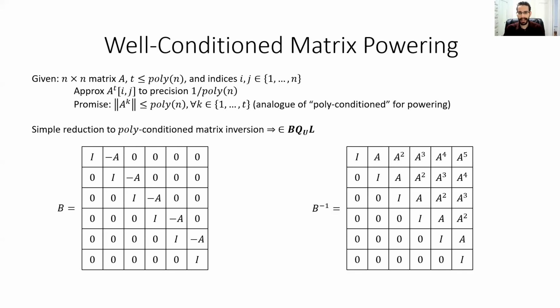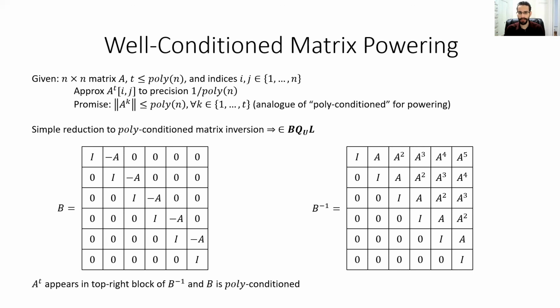It's then easy to check that B inverse has a very nice form. Along the main diagonal, we have copies of the identity matrix. Immediately above that, copies of A, then A squared, and A cubed, and so on. Therefore, by sizing the original matrix B correctly, we can obtain a copy of A to the t in the top right corner of B inverse. Moreover, it can be shown that B is polyconditioned, and so we really do have a reduction to polyconditioned matrix inversion.